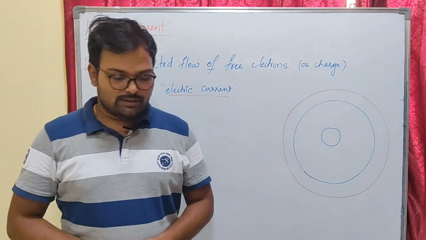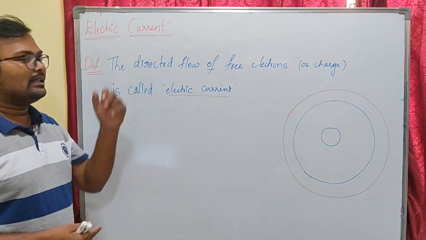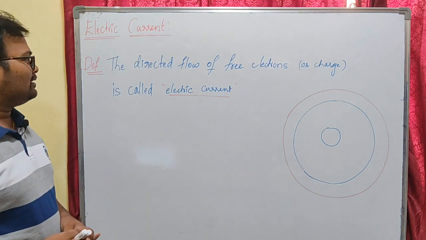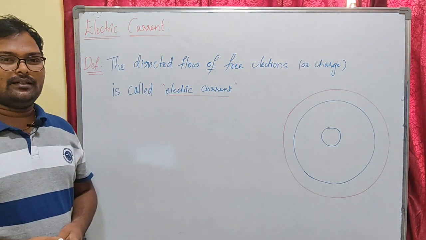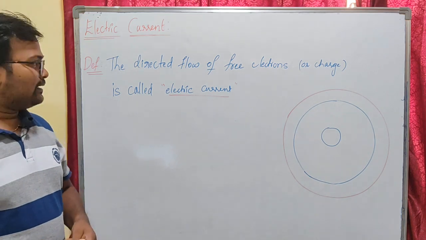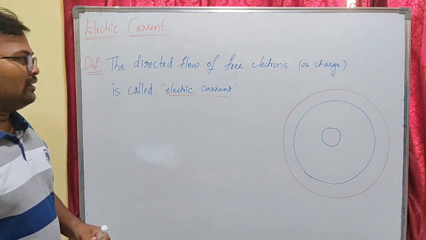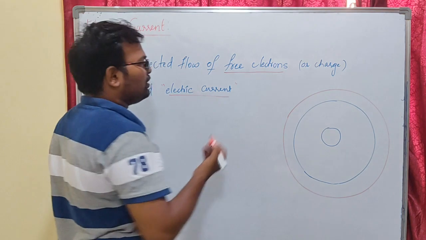Here, first of all, we are going to learn what is electric current. The definition is: the directed flow of free electrons is called electric current. So what do you mean by free electrons?